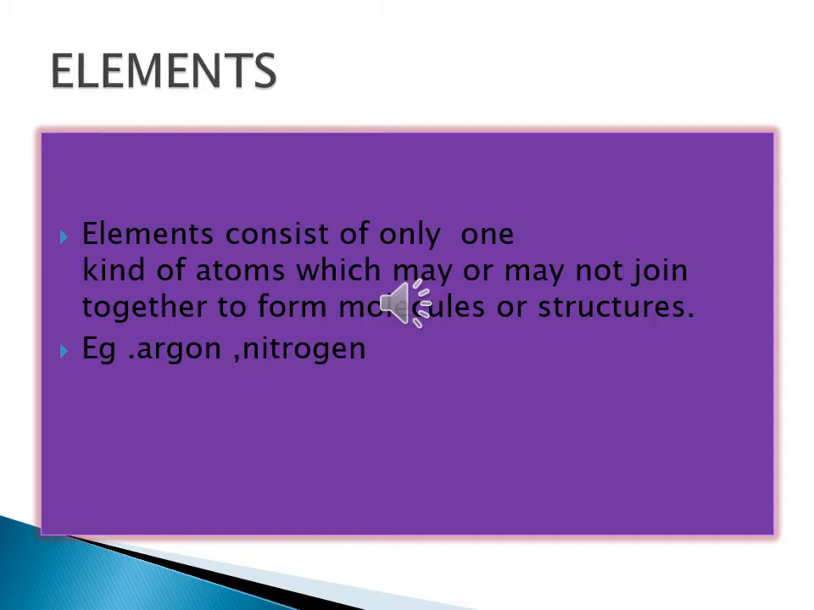Example, argon, nitrogen, krypton. They are inactive gases. Here, they cannot be broken down. Already we know an element cannot be broken down by any physical or chemical method.